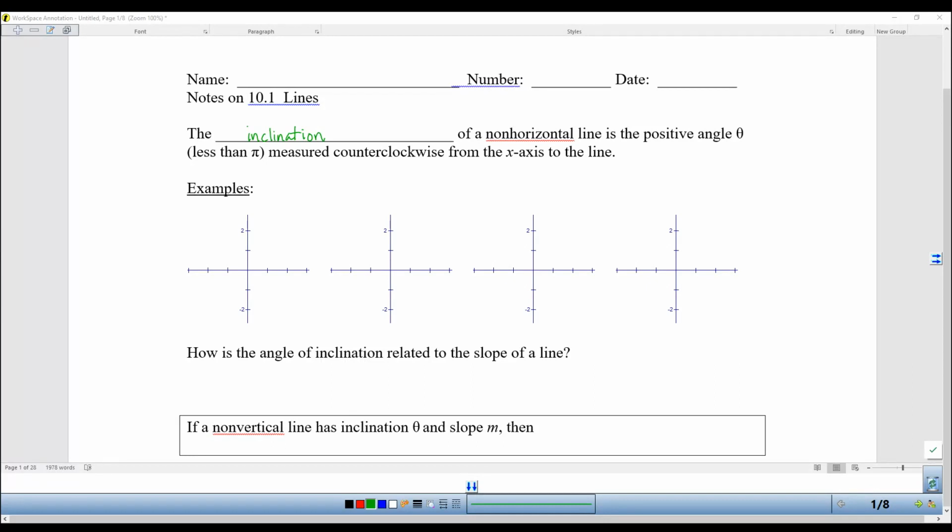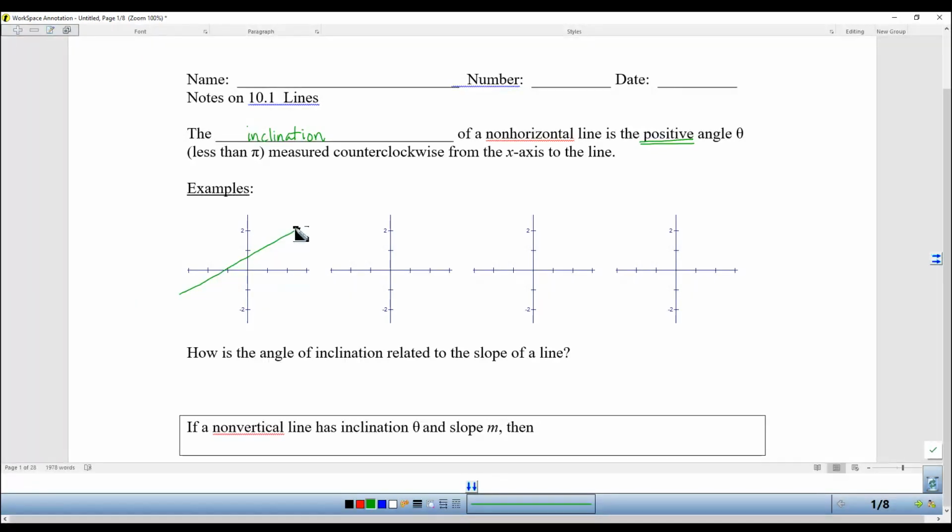The inclination of a non-horizontal line is the positive, that's going to be key, the positive angle theta less than pi measured counterclockwise from the x-axis to the line. So that sounds like a complicated definition. It's not. I'll draw you a picture.